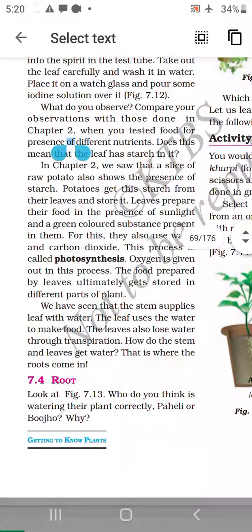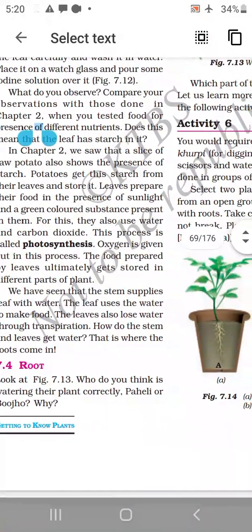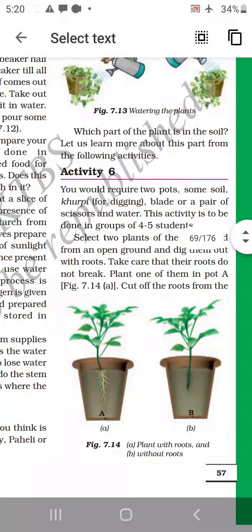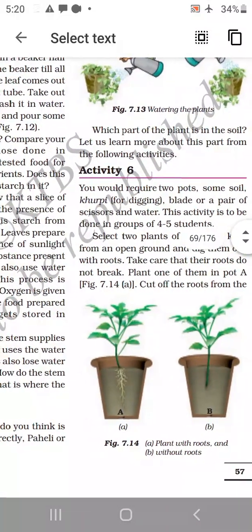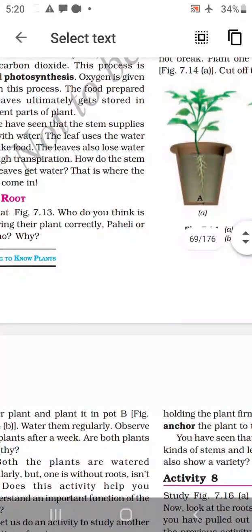How do the stem and leaves get water? The answer is root. The part of the plant which is in the soil is the root. The root absorbs the water from the soil and gives it to the stem.